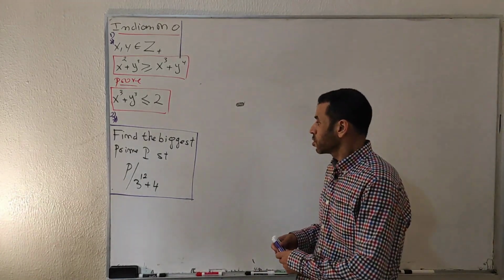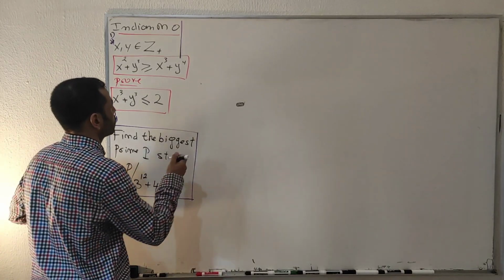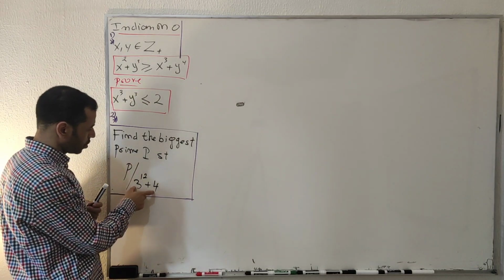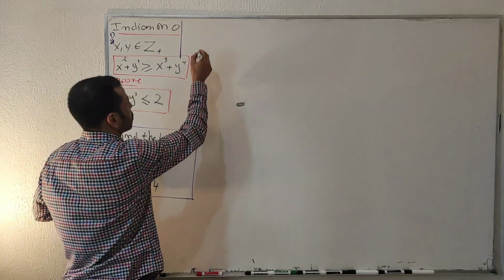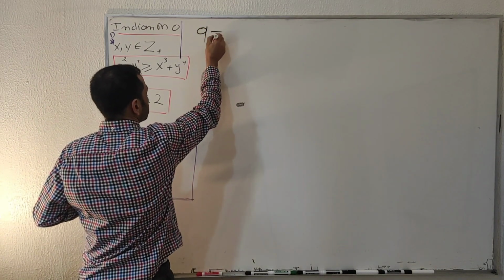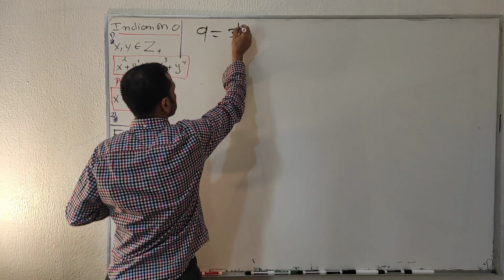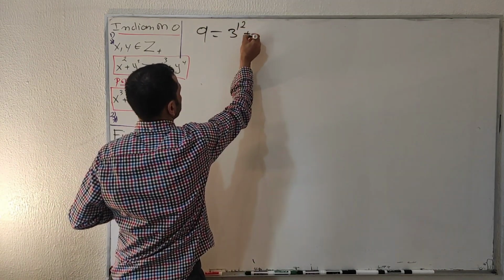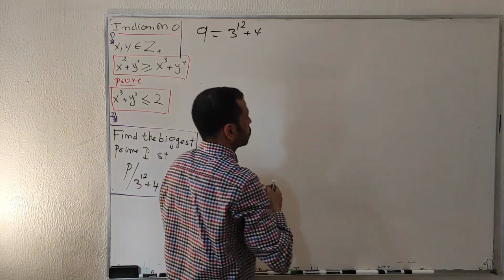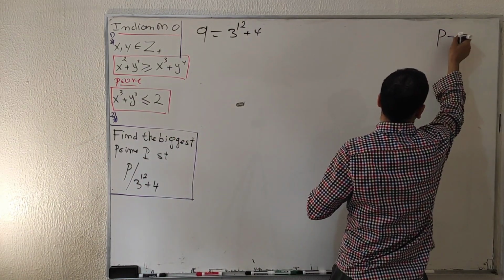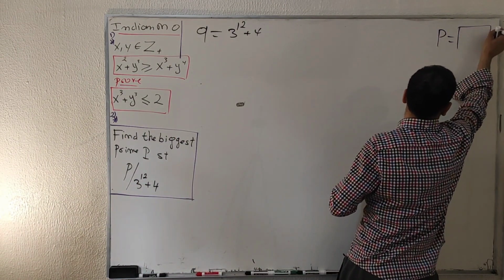So I'm going to pick up this number. Let's call this big number q, equals 3 to the 12 plus 4. So our question is that we are going to determine p as a prime. Okay, let's put it in this box.